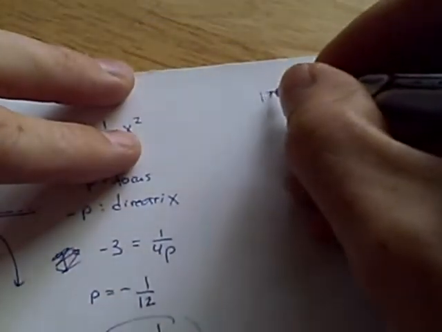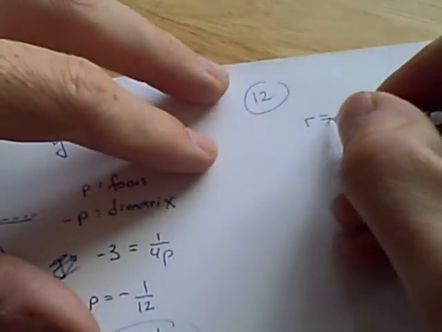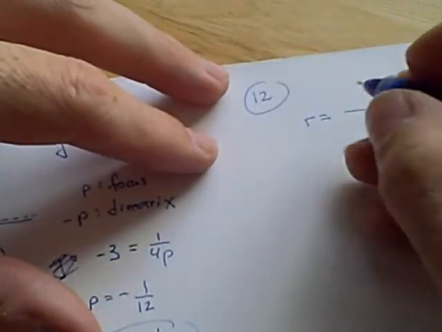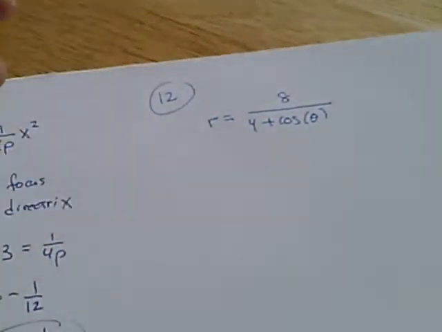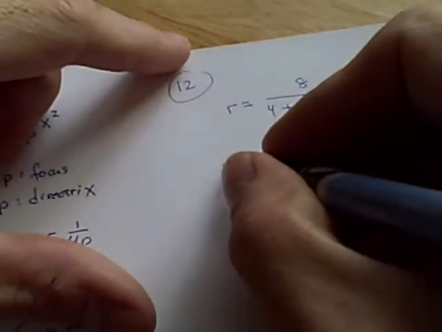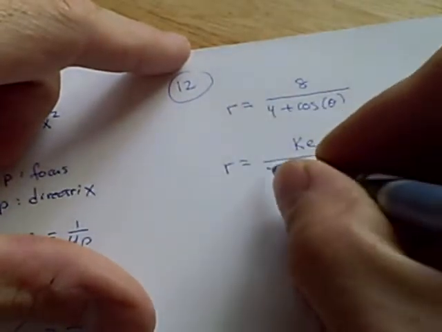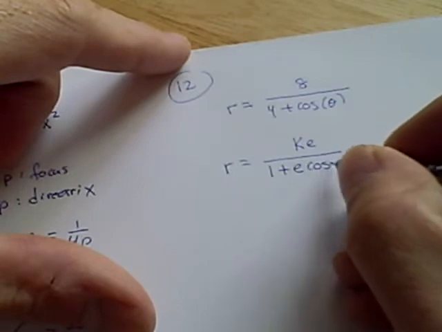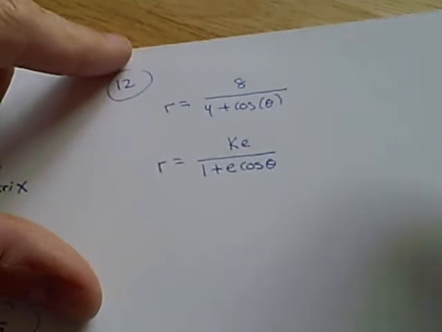Okay, last problem is 12. And 12 gives you a conic section in polar coordinates. And it asks you to identify the equation of the directrix and also to identify what kind of conic section it is. Well, remember that the equation we derived was k times e over 1 plus e cosine theta, where e is the eccentricity of the conic section.